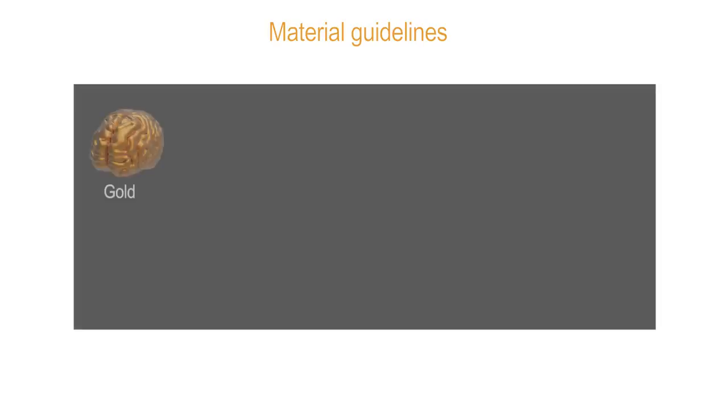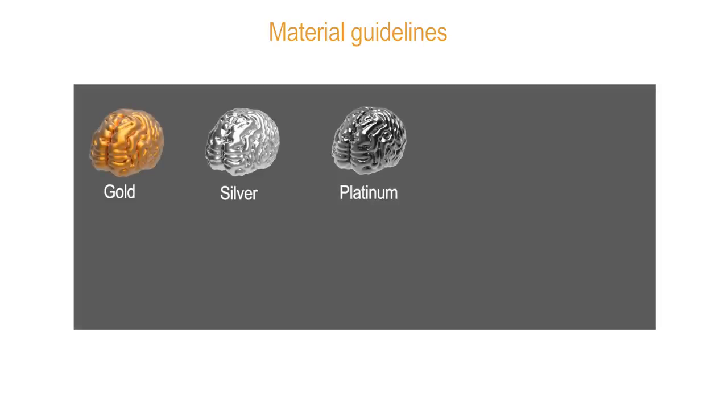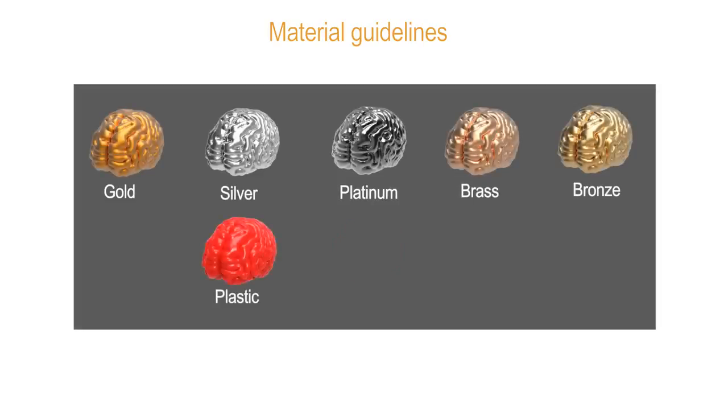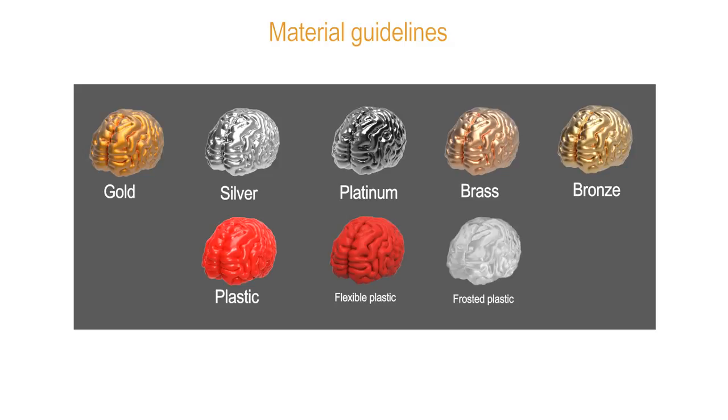So we are going to discuss material guidelines first. It is a very important part of 3D printing. It's related to our material. There are so many different varieties of material available like gold, silver, platinum, brass, bronze, plastic, flexible plastic, frosted plastic, etc. Every material has some special requirements regarding modeling. So we have to decide first in which material we are going to print our model.